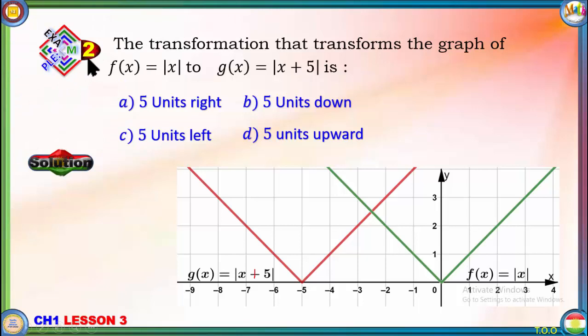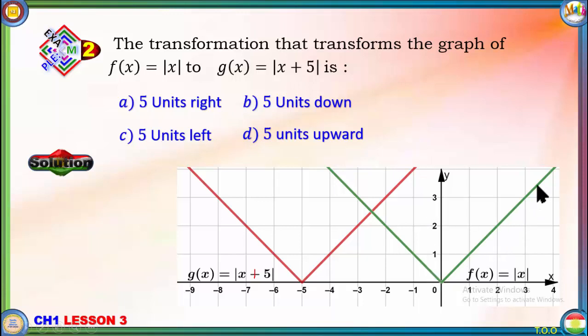Example number 2. The transformation that transforms the graph of the function f(x) equals absolute value of x to the function g(x) equals absolute value of (x plus 5). We can say, because we have here x plus 5, that means 5 units to the left. If it was positive, it is to the left. If it was negative, or minus, it is to the right. That means C is the correct answer.